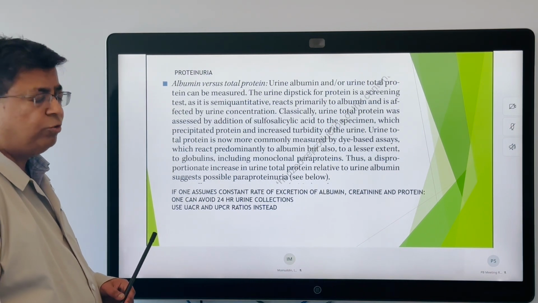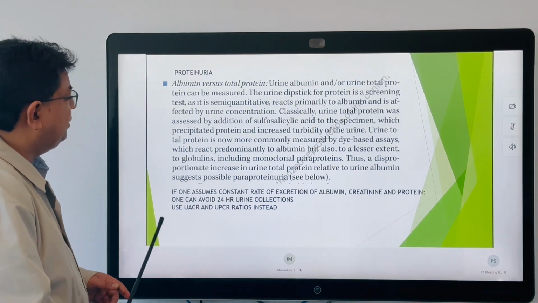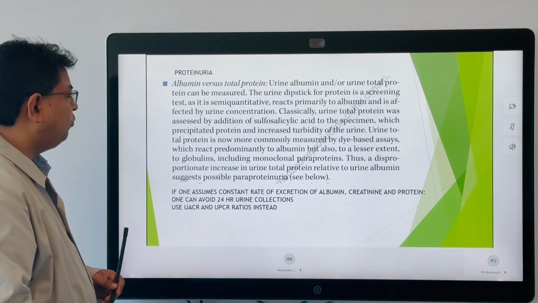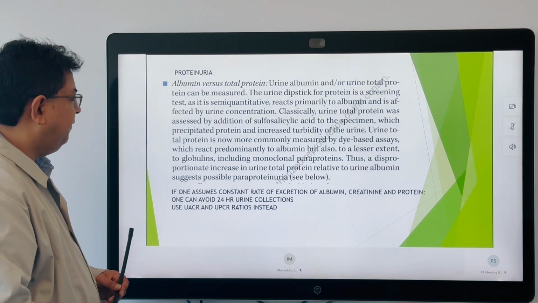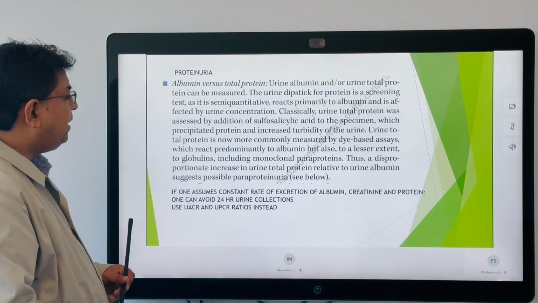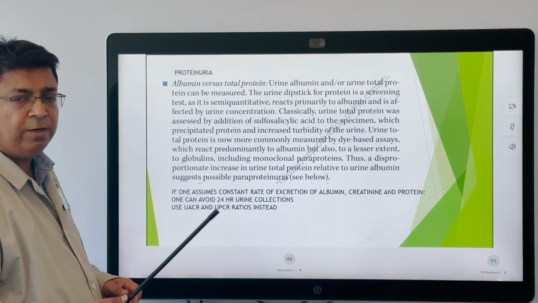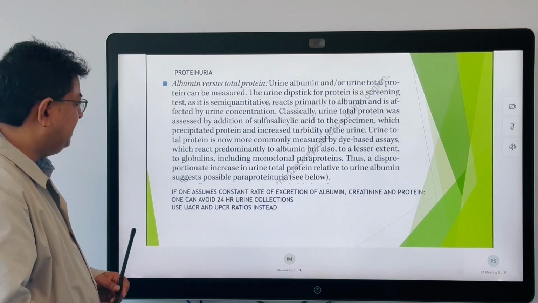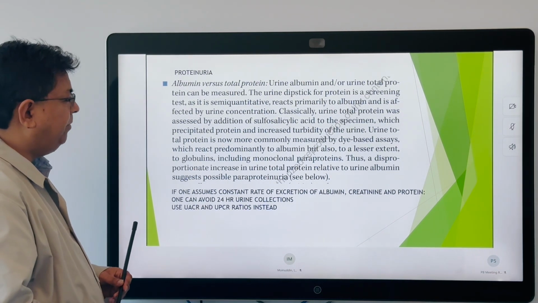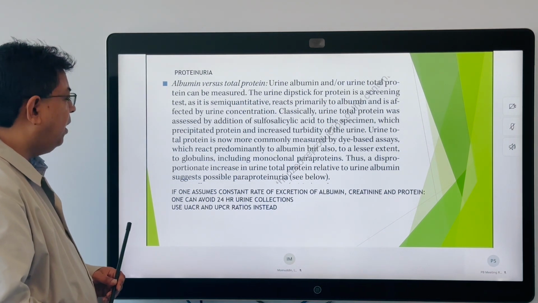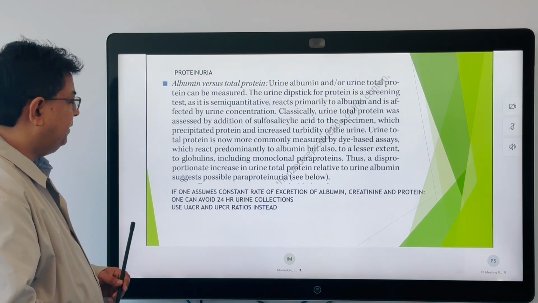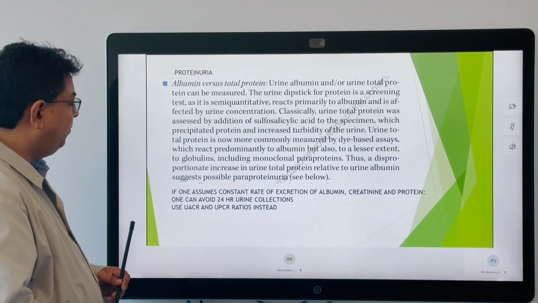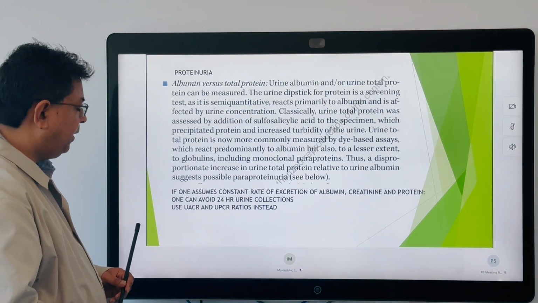Classically, the urine total protein was assessed by the addition of sulfosalicylic acid to the specimen, which precipitated total protein and increased turbidity of the urine. So you could compare albuminuria to total protein in the urine. Urine total protein is now more commonly measured by dye-based assays, which react predominantly to albumin, but also to a lesser extent to globulins, including monoclonal paraproteins. Thus, a disproportionate increase in urine total protein relative to urine albumin suggests possible paraproteinuria.